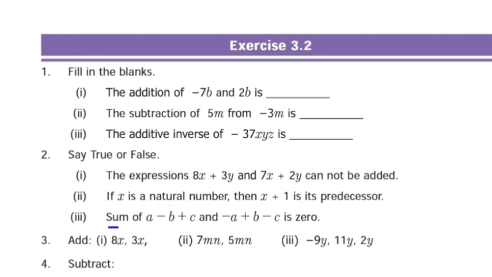Subdivision 3, the sum of a minus b plus c and minus a plus b minus c is 0, which is a true sentence, because when we add these terms mutually, the terms get cancelled.